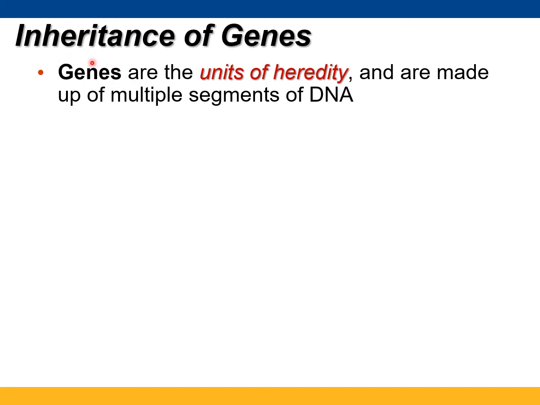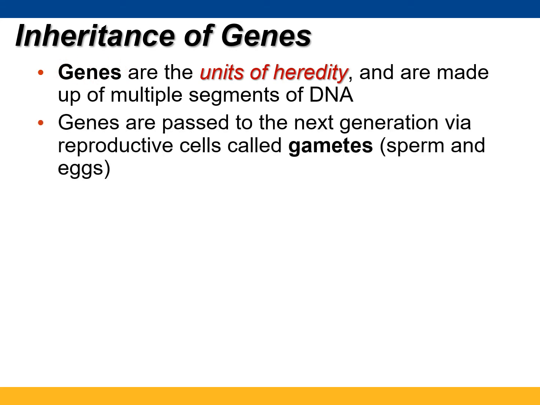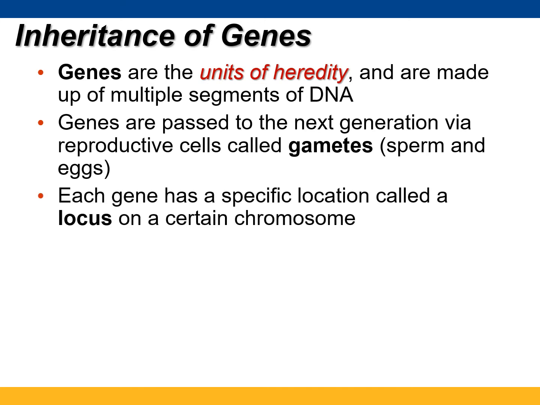And so genes can be the units of heredity. That is to say, these are the mechanisms by which traits are inherited. So these genes are passed on across generations through the reproductive cells, which we often call gametes. That is to say, sperm and egg are the two gamete cells. Genes do have specific addresses on chromosomes.